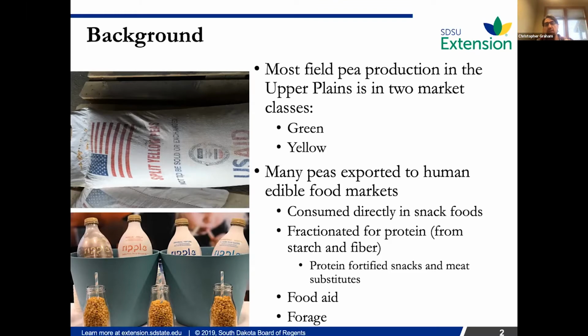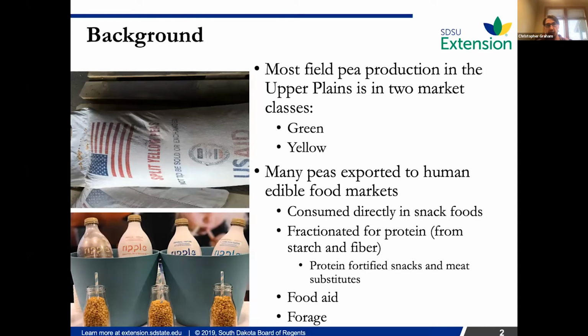The protein in particular, it's used to fortify snack foods. It's used for these health foods. When you see protein on the label, look at the protein and see where it comes from. Sometimes it's peas, sometimes it's soybeans, sometimes it's other things. But peas are increasingly gaining that market. In the bottom picture there, that's actually a milk that I saw at Target. It's just a pea milk. So lots of other new and unique ways to consume peas.